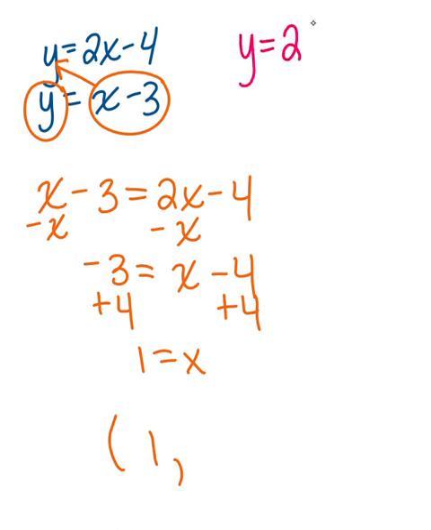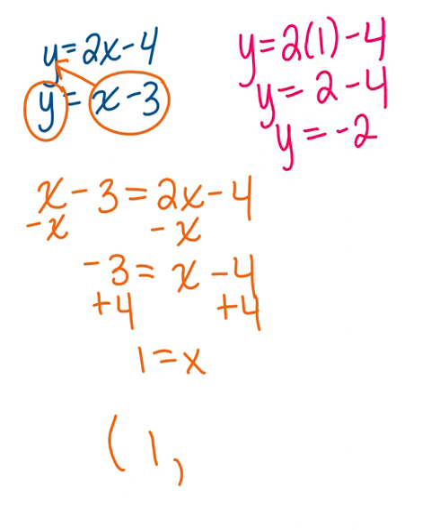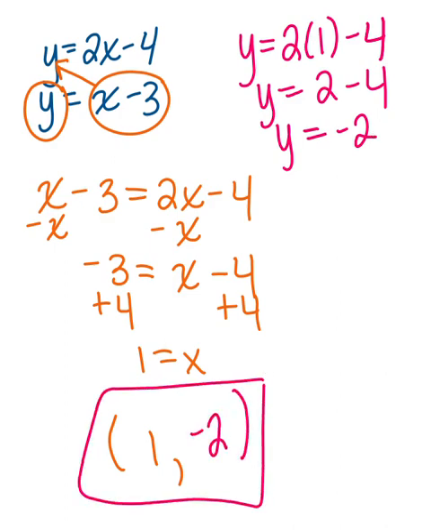So y equals, we could say, 2 times 1 minus 4. So instead of 2x minus 4, I have x is 1. So y is 2 minus 4. y is negative 2. So here is my ordered pair, which is the solution to the system. If I was to graph y equals 2x minus 4 and y equals x minus 3, I would see that they would intersect at the point of intersection 1, negative 2, which is then called my solution to the problem.